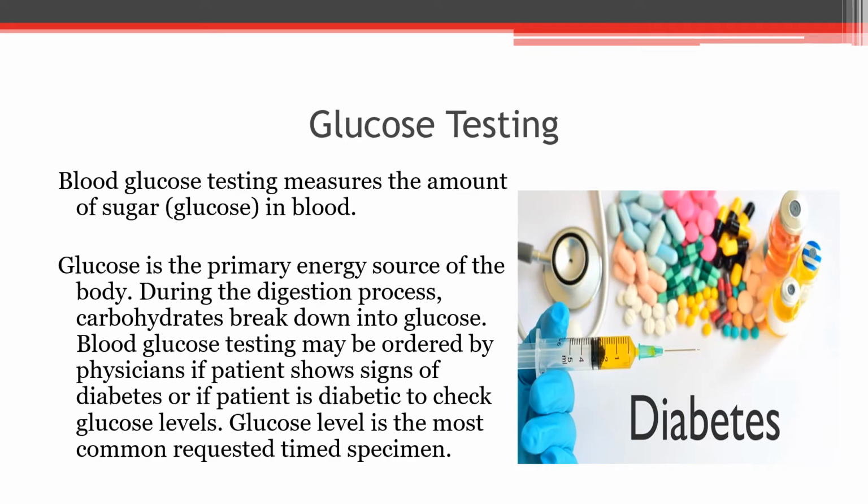Glucose testing. Blood glucose testing measures the amount of sugar, glucose, in blood. Glucose is the primary energy source of the body. During the digestion process, carbohydrates break down into glucose. Blood glucose testing may be ordered by physicians if the patient shows signs of diabetes or if the patient is diabetic, to check glucose levels. Glucose level is the most commonly requested timed specimen.